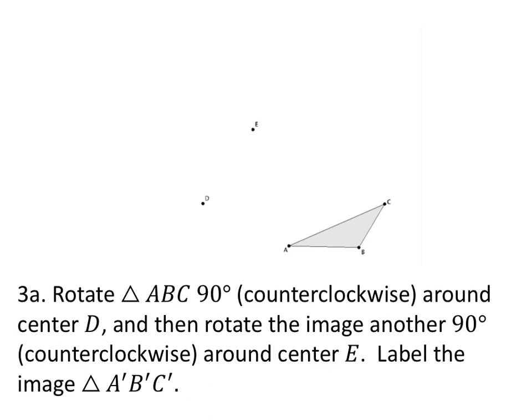Take a moment and do that with your partner. I'm doing the same thing you should be doing, especially with that scratch paper. I'm going to trace the triangle, and then rotate it 90 degrees counterclockwise around the point D first. Counterclockwise is the positive direction.